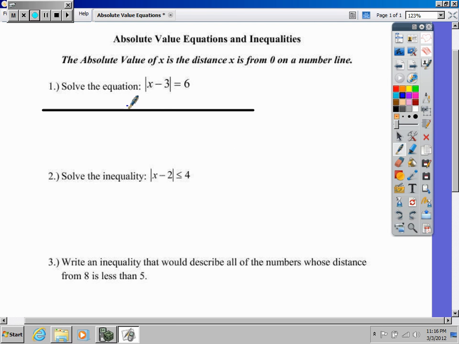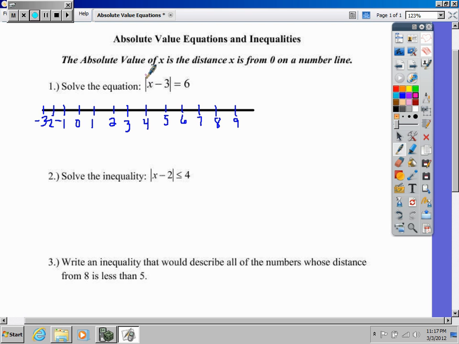So we'll start off at 3 because 3 is in the middle here. So we'll say 3, 4, 5, 6, 7, 8, 9. Then we'll go 2, 1, 0, -1, -2, -3.